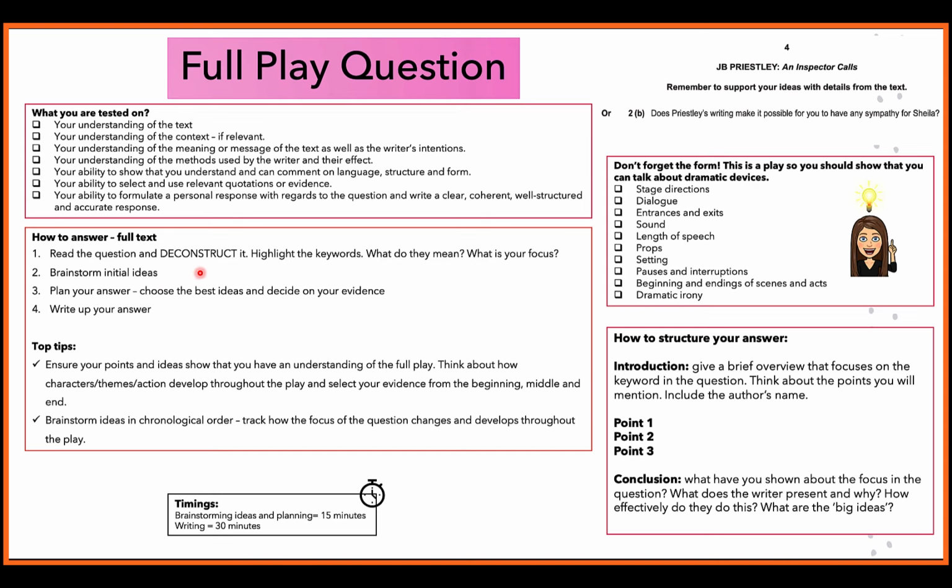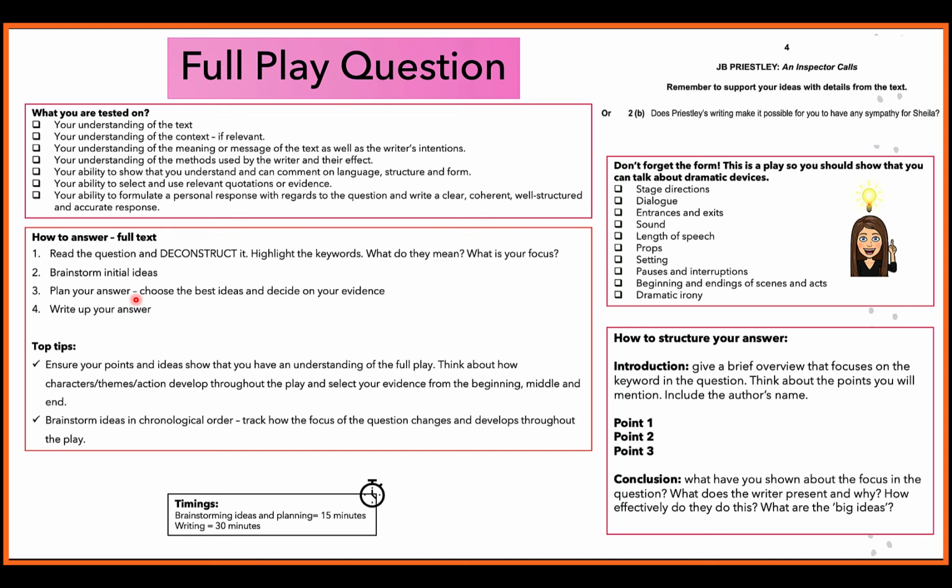So first of all, read the question, deconstruct it, highlight the key words, think about what they mean, think about your focus. So for example, here we've got, does Priestley's writing make it possible for you to have any sympathy for Sheila? So first of all, brainstorm anything that comes into your mind. Just throw everything onto the paper, and then once you've got all those ideas down, then you can start to organize them, then you can start to select the best ones. Then do your formal plan.